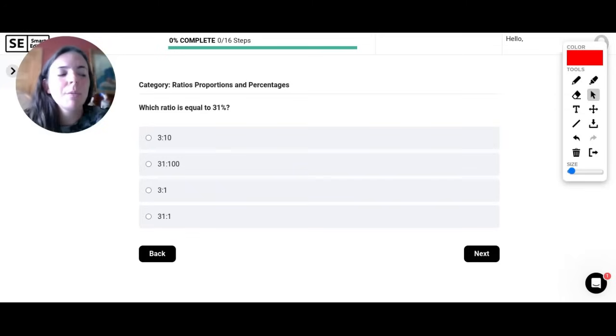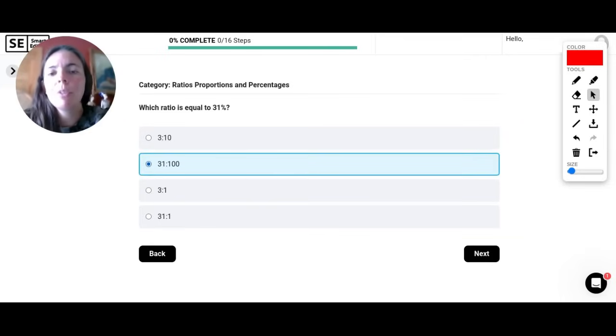Which ratio is equal to 31%? Well, 31% means 31 out of 100, right? Percent means out of 100. So the ratio that matches that would be 31 to 100.